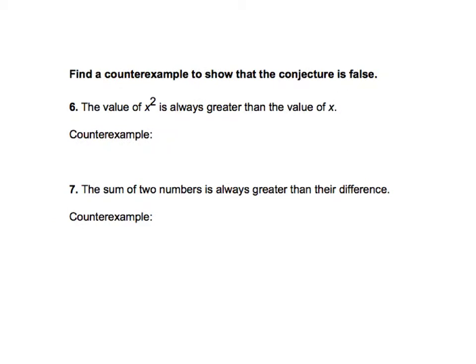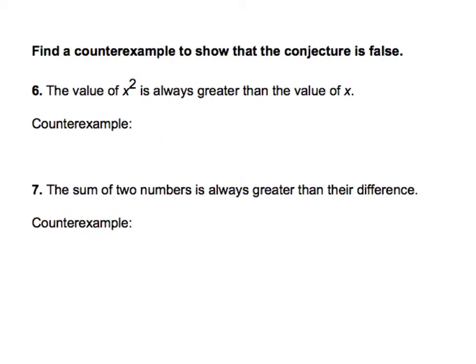And the last one, the value of x squared is always greater than the value of x. So examples, you're thinking 2 squared is 4. 4 is greater than 2. 7 squared is 49. 49 is greater than 7. Can you think of something where when you square it, it actually makes a smaller number? Again, anytime we're talking about numbers, we want to think positives, negatives, fractions, decimals, that kind of thing.